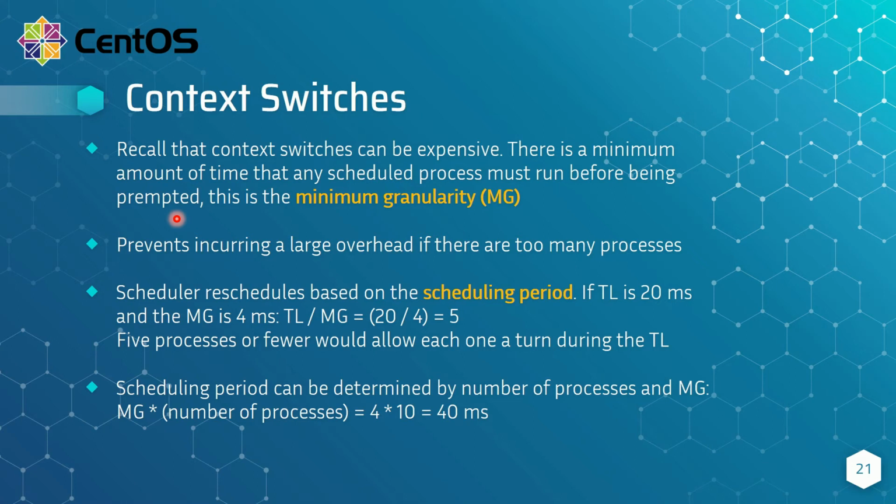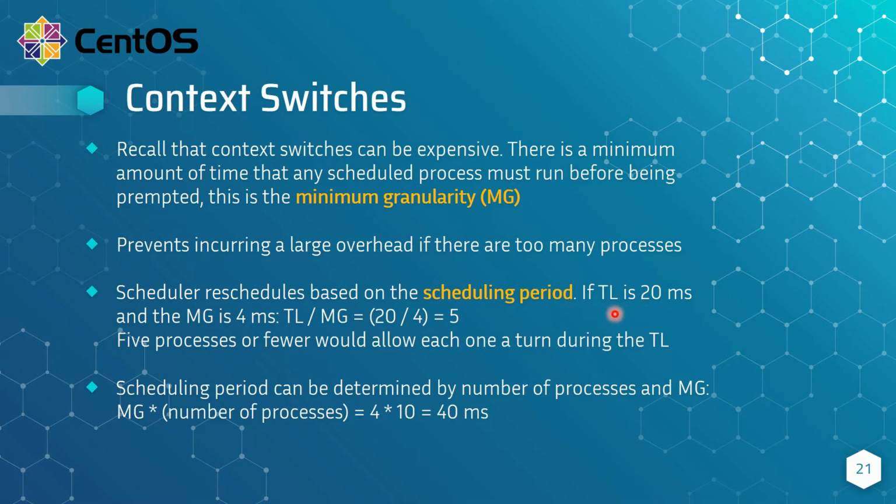The way that CFS handles this is a concept of minimum granularity for each of the processes. What this means is that for any process, there is a minimum amount of time that this process must run before being preempted. This prevents incurring a large overhead if there are too many processes, and makes sure that it does run for the minimum granularity time. The scheduler then would only reschedule based on the scheduling period.